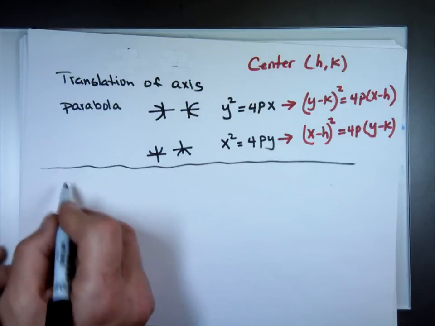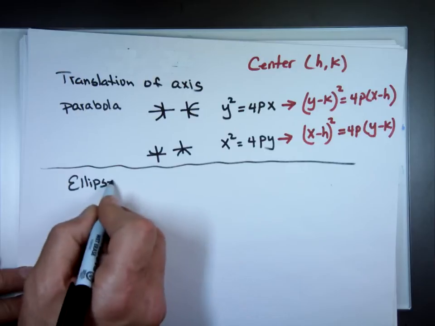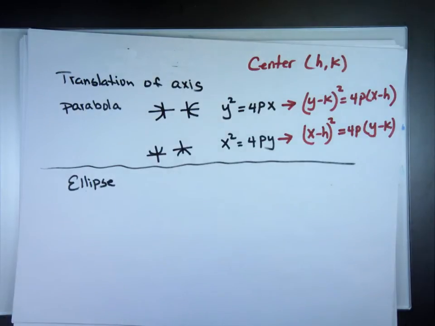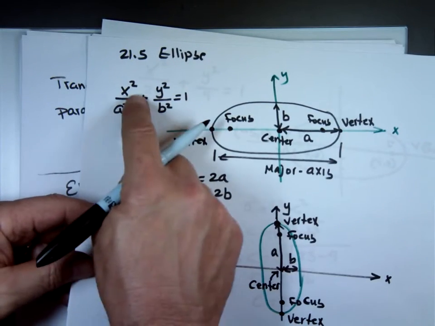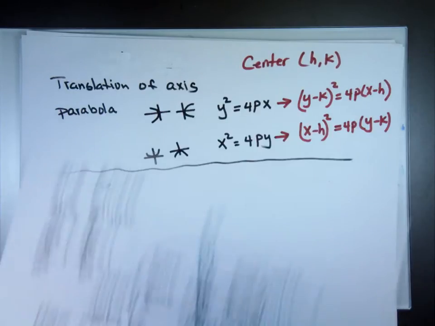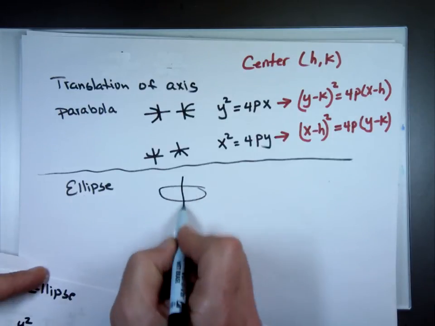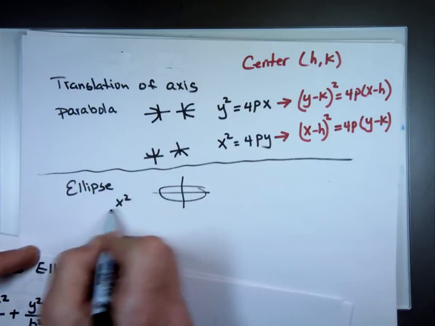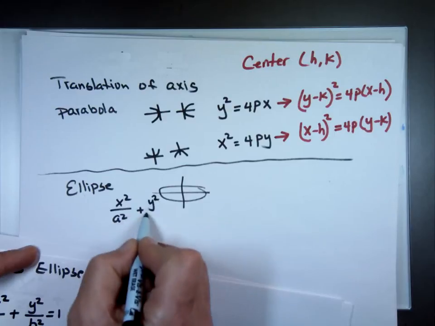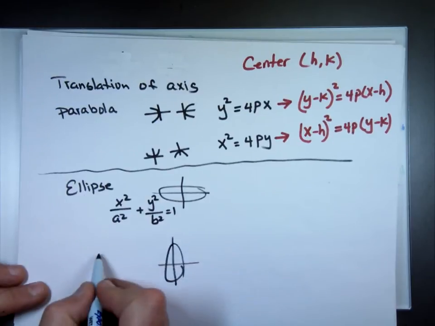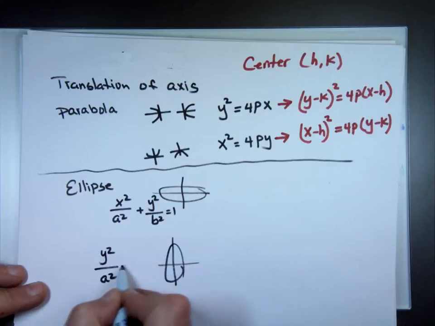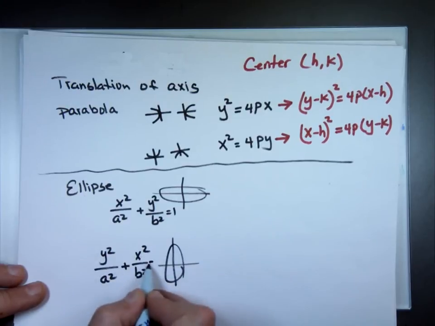Now, for an ellipse, I can pull the notes from today's class. Where are they? That's the parabola still. Where's the ellipse? Here we go. Here's the equation for the ellipse. If it's horizontal, it's x squared over a squared plus y squared over b squared equals 1. And if it's up and down, it's y squared over a squared plus x squared over b squared equals 1.